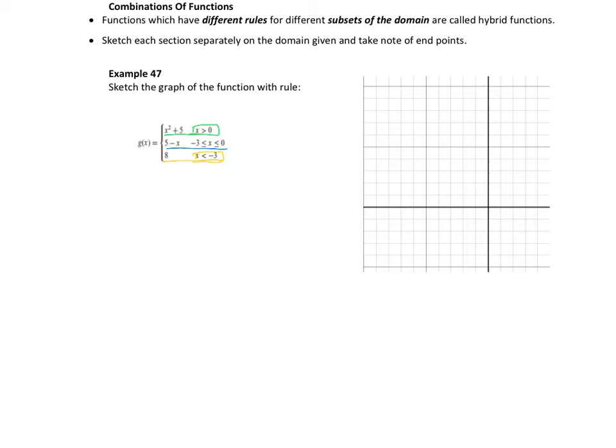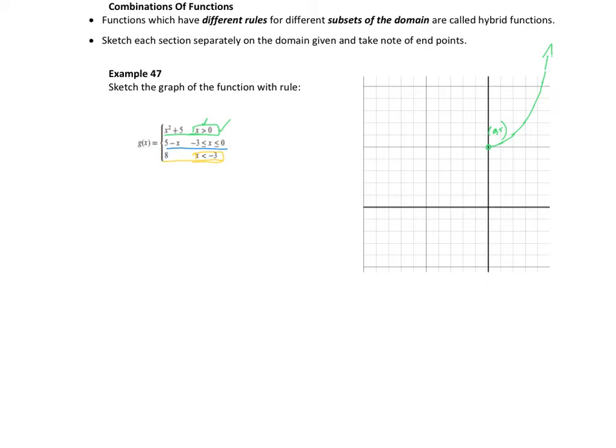So we've got the first function there in green, x squared plus 5. If we sketch the whole graph, it looks like that, and that's the point 0, 5. But clearly this graph is only defined where x is greater than or equal to 0, which means I'm going to get rid of this section of the graph, and, as importantly, make sure I've got a hollow dot there because it's not defined at x equal to 0.